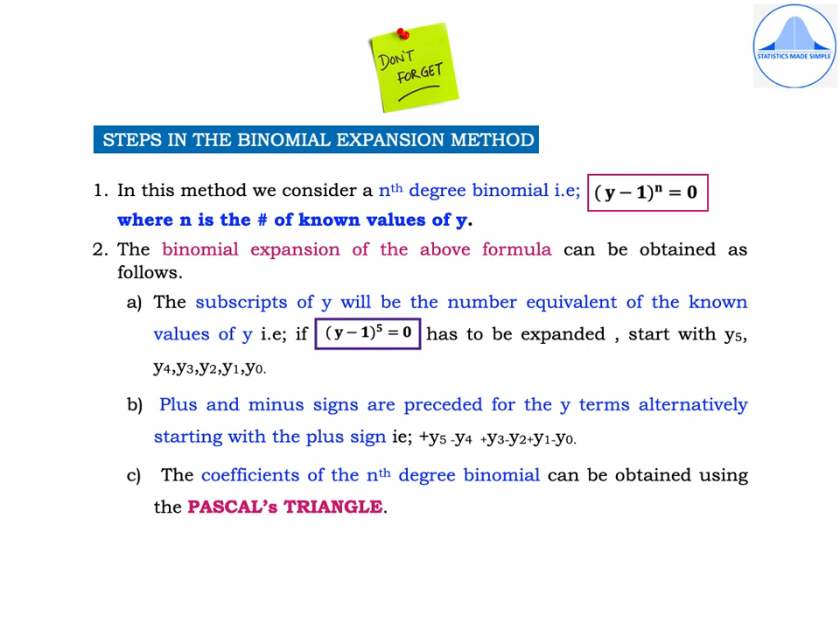Next, we have to find out what are the coefficients of the nth degree binomial, and this can be obtained using what is called Pascal's triangle.